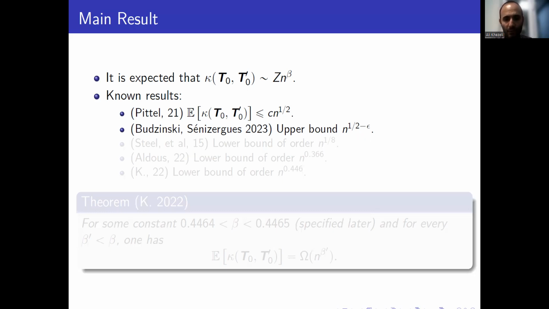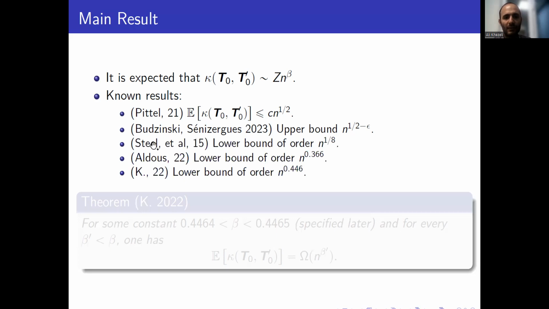In this paper, we look for lower bounds. For lower bounds, basically we should construct a subtree of T0 and T prime 0, which is big. This way, if we construct a good common subtree, we can find a lower bound. The first bound was proved in the paper of Steele and his co-authors, which is a lower bound of order n to the 1/8. This was recently improved by Aldous to a lower bound of order n to the 0.36, which I will explain in this talk. And I have improved this to n to the 0.44.